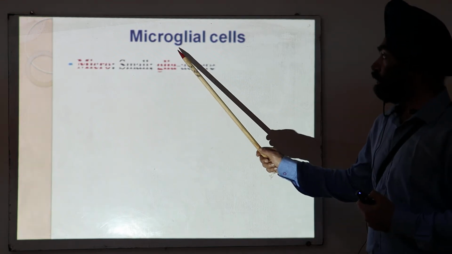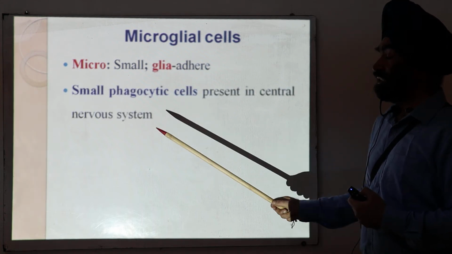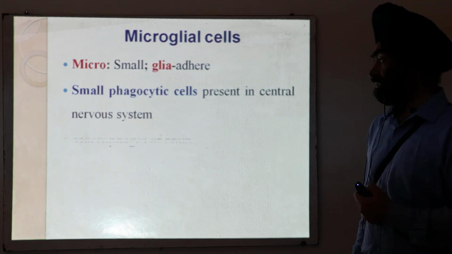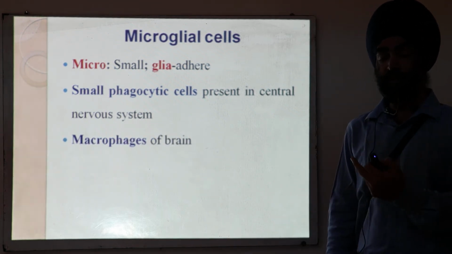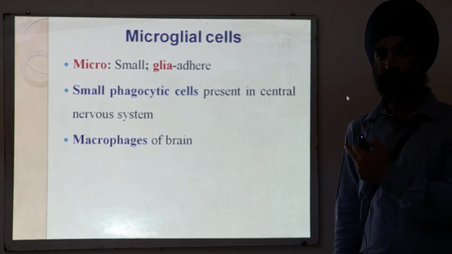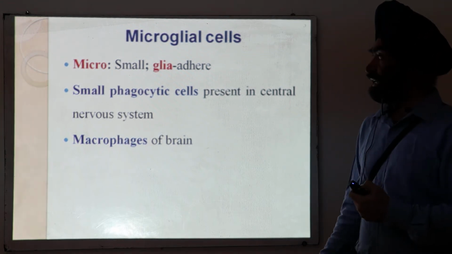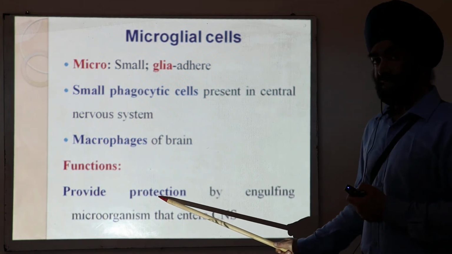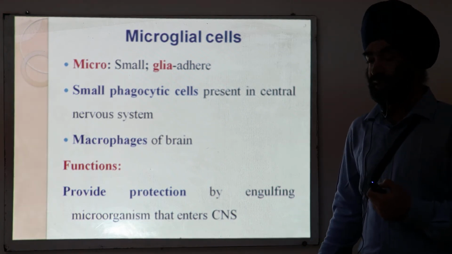Fourth one, microglial cells. Micro stands for small, glia means glue. So these are very small cells. They are small phagocytic cells present in the central nervous system. These are actually the macrophages of the brain. Macrophages are present inside the body, and depending upon the region of the body, they are named differently. If these macrophages are present inside the brain, they are called microglial cells. They provide protection by engulfing any microorganism through phagocytosis.